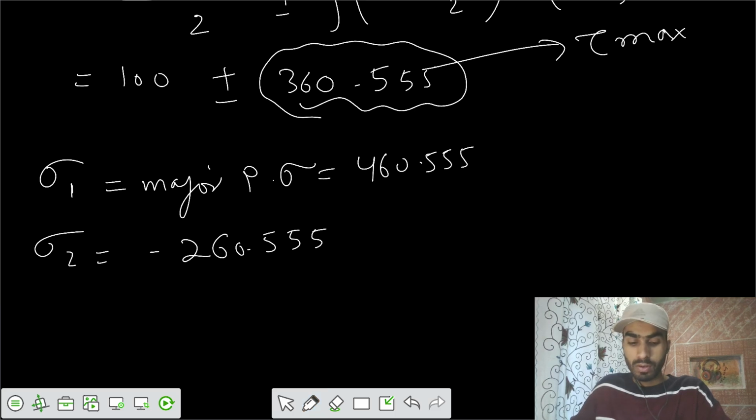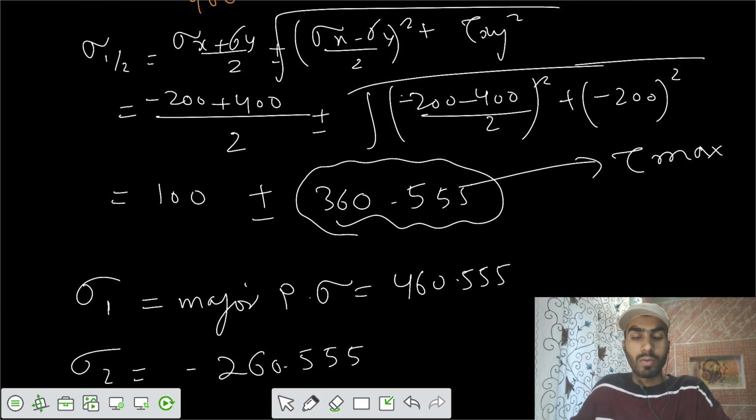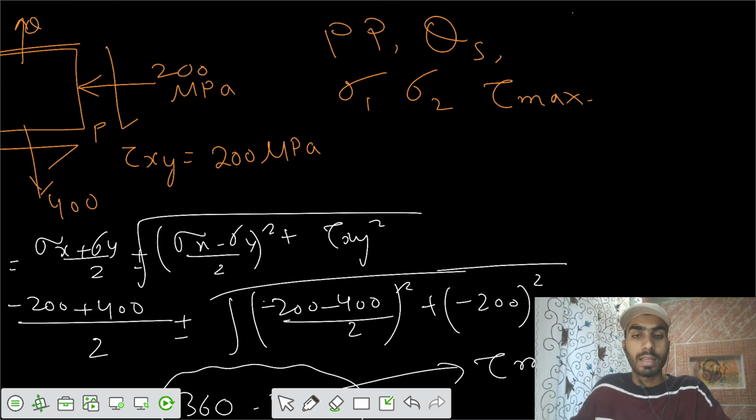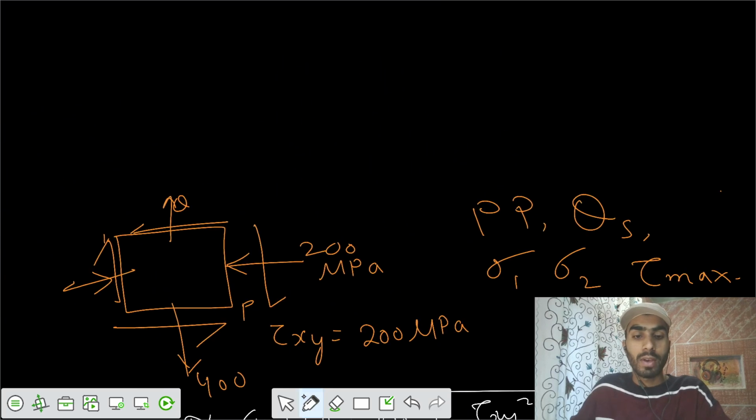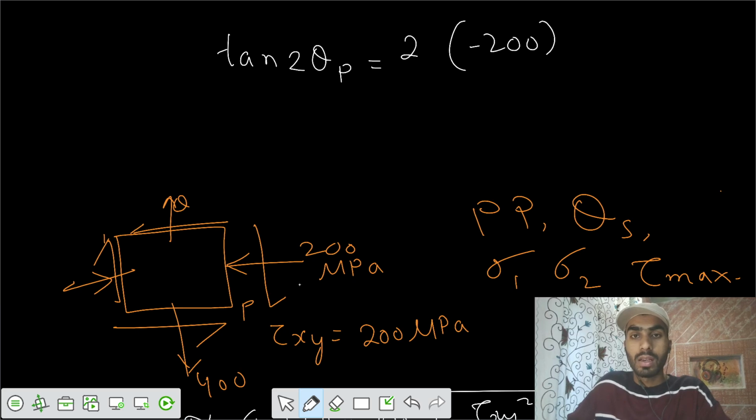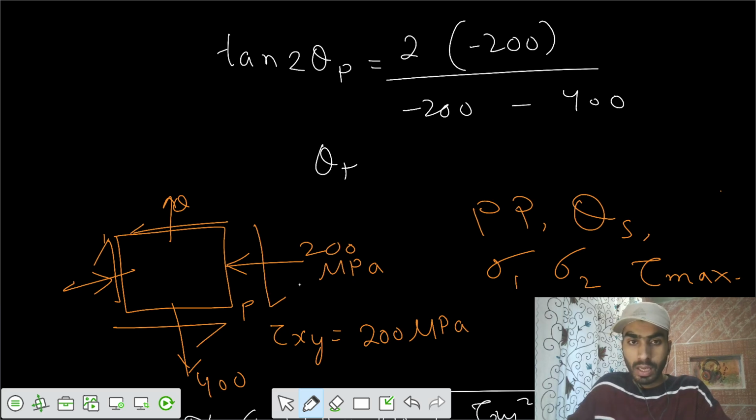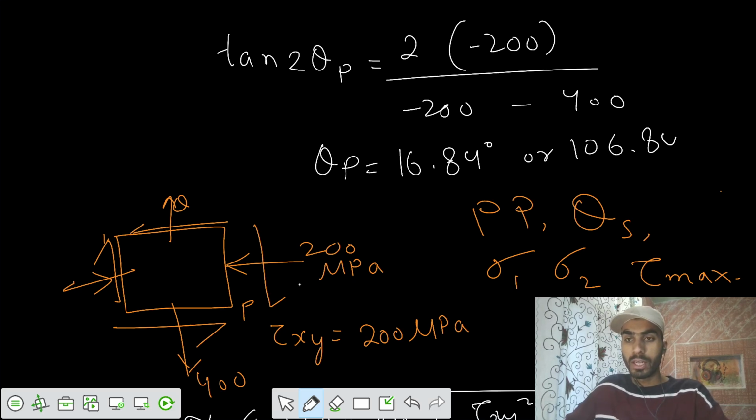So we got these. Now we would calculate the location of the principal planes. For that we have the equation tan 2 theta p equals 2 tau xy by sigma x minus sigma y. So you get theta p equals 16.84 degrees, or if you add 90, you get a value of 106.84 degrees.